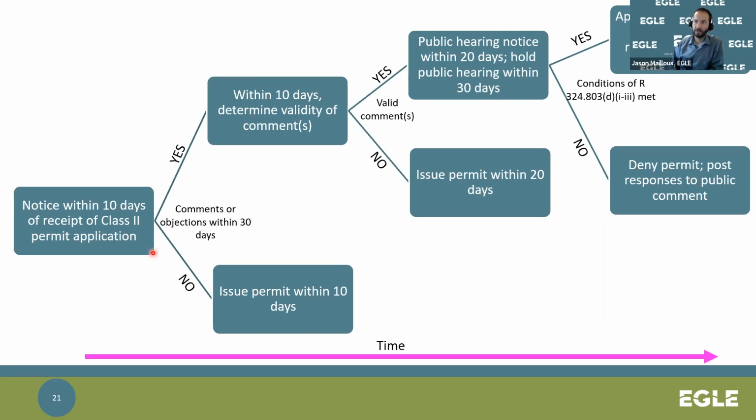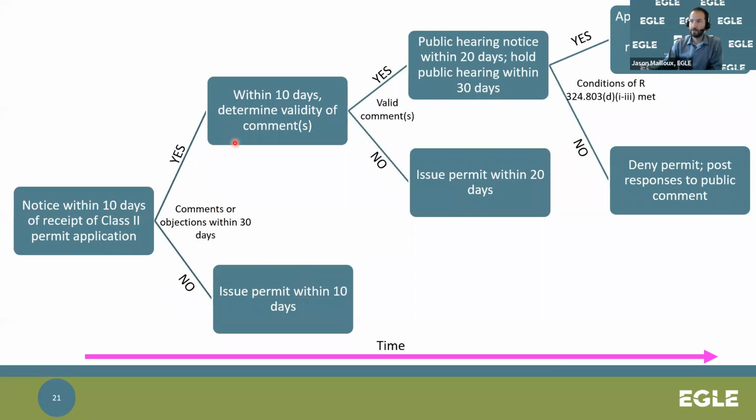So the rest of Rule 803 says, all right, we saw in the last slide, we'll make that notice within 10 days. And then you read this: comments or objections within 30 days. If there are, go to this leg. If there are no comments, go down here. So if there are no comments, jump down here and your permit's issued within 10 days. And you can do the math, 10, 30, 10, maximum of 50 days there.